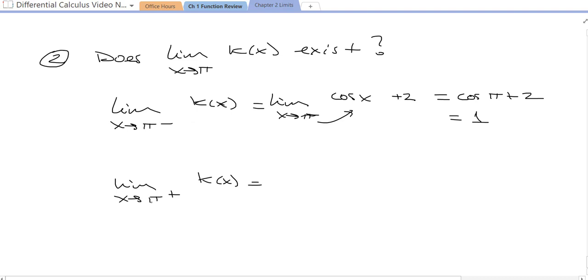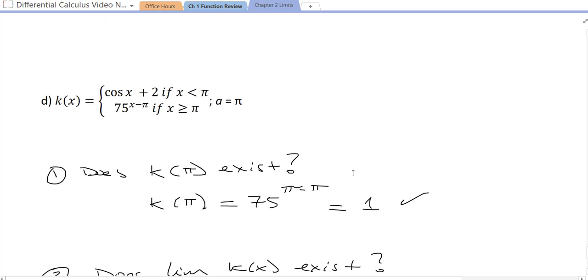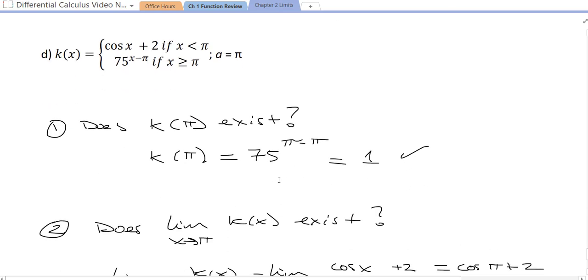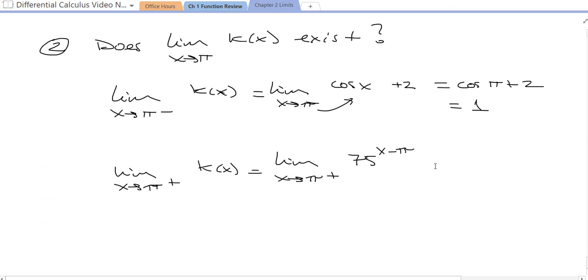What about as x goes to pi from the right? So from the right, we are following the other function, 75 to the x minus pi. Right? If you're to the right of pi, you're bigger than pi, so more than. So x is greater than or equal to pi. So 75 to the x minus pi. And so this gives us, plug in pi, you get 75 to the 0, which is 1. Are they the same? Yes. So that means that the limit exists. So does the limit exist? Yes.